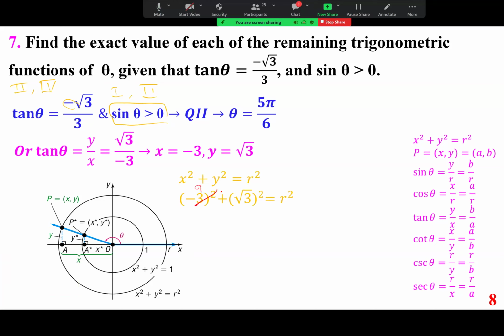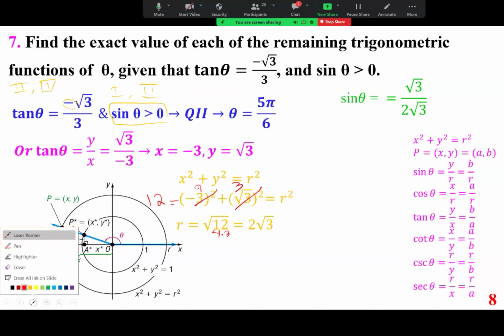Now put it into this, and what do we get here? This is 9, this is 3, and we get 12. So R is square root of 12, and 12 is 4 times 3, so it's 2 square root of 3. And now we can say sine is y over r. This square root of 3 cancels out this square root of 3, and you get 1/2.